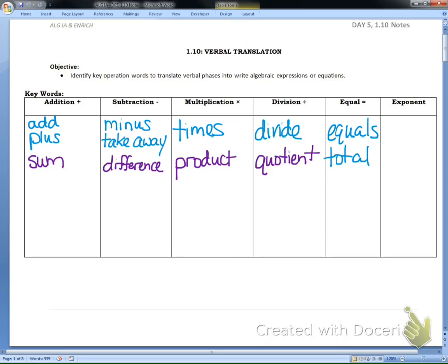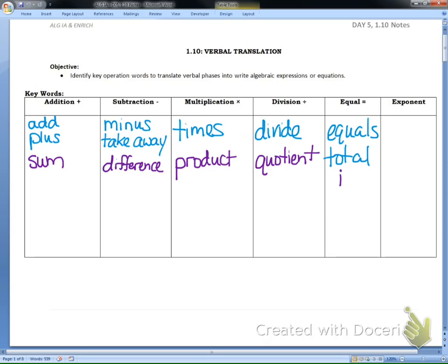So if you see the word sum, that means the answer to an addition problem. Difference is the answer to subtraction. The answer to multiplication is called the product, and the answer to division is called the quotient. If you do not already know these words, then I suggest making some flashcards to start memorizing them. These are the most frequently used words for all four of those operations.